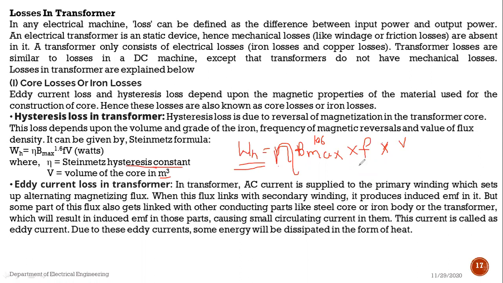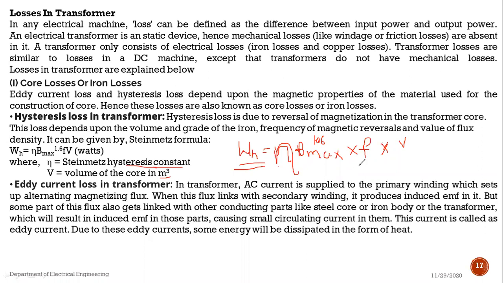Okay, see, you know that these parameters are based on the magnetic property of the material. Once the material is finalized, its magnetic property remains constant, so we can call it a constant loss. That is why we call this a constant loss, because it depends upon the magnetic property of the material: how much volume of core material is used, the grade of that material, the frequency of magnetic reversal, as well as the flux density of that material.